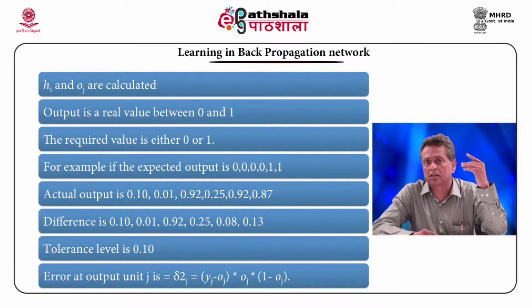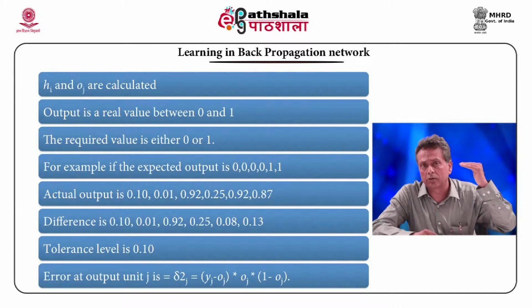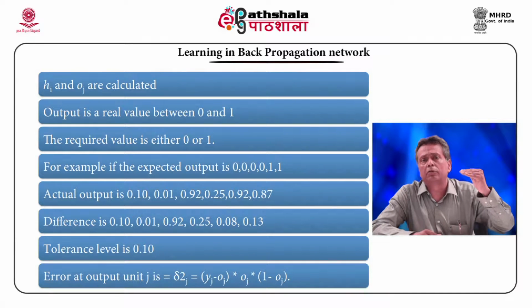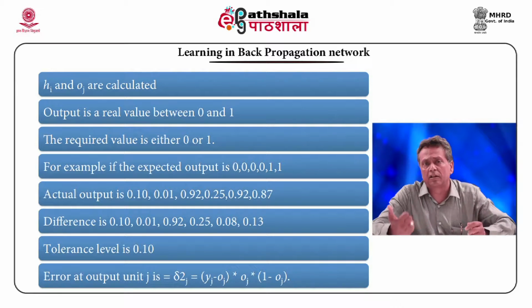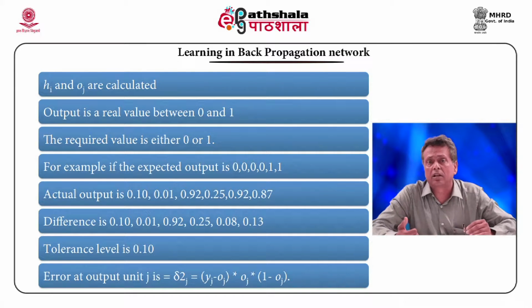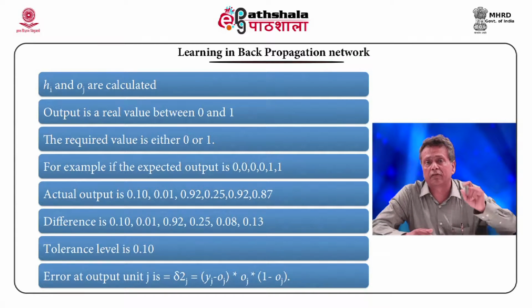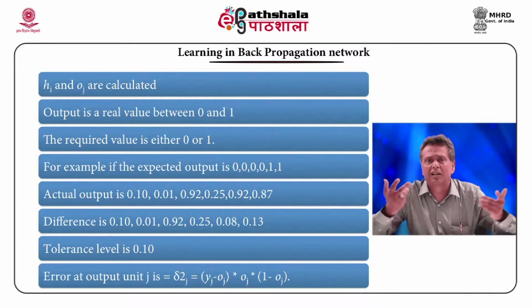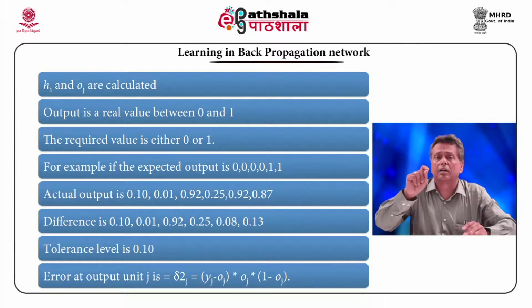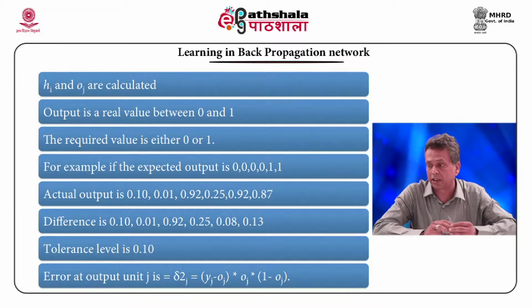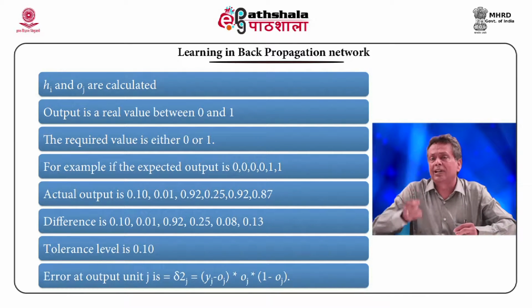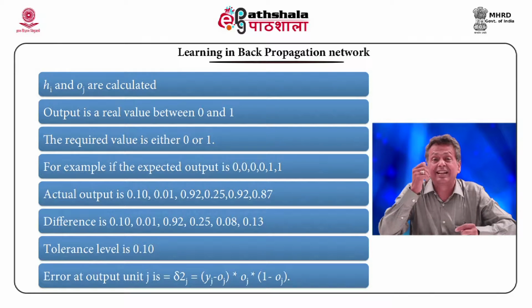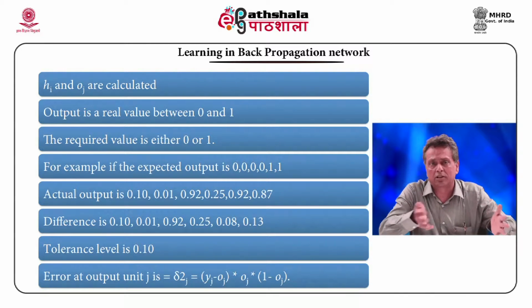Remember what we discussed about expected values, the values that we get between 0 and 1. The third one is the difference, and the fourth thing is the tolerance level. If the difference is less than the tolerance level, it is accepted; that unit is not required to be learned further, it is said to be learned. And the output unit errors are known as delta 2 conventionally, okay.